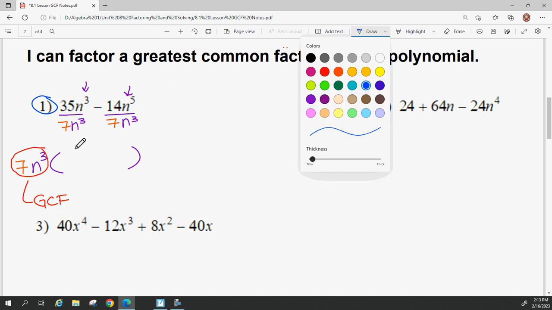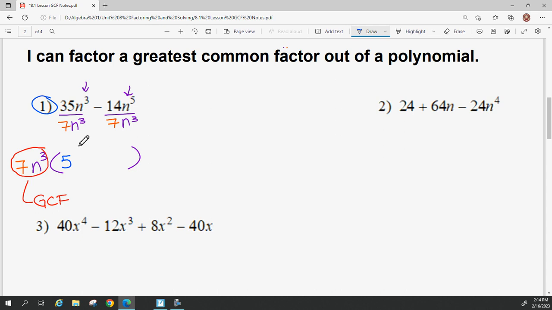So I'm going to divide 35 by 7 and get 5. I'm going to divide n to the third by n to the third. Those cancel, so there's no n there. I'll bring my minus sign down. 14 divided by 7 is 2. N to the 5 divided by n to the third. We subtract the bigger one minus the smaller one, 5 minus 2, so that gives us n to the second power. And so 7n to the third is our greatest common factor. And these are our two factors of this original polynomial. Two numbers that multiply to make this original polynomial. 7n to the third being the thing that is part of both of them.